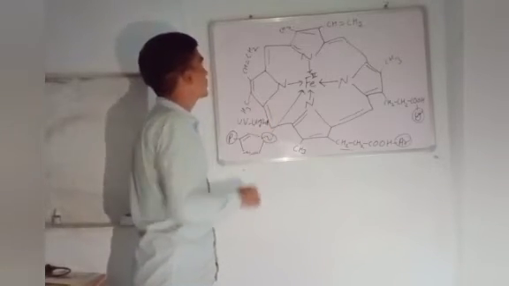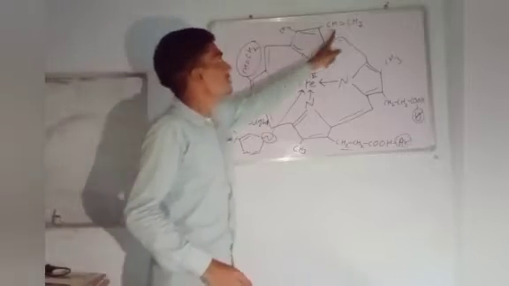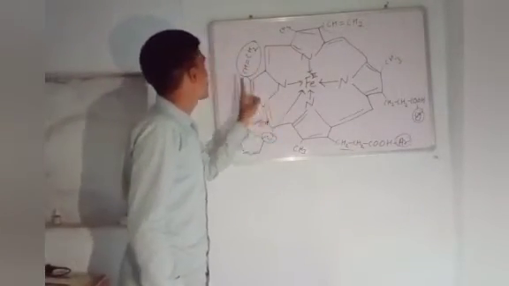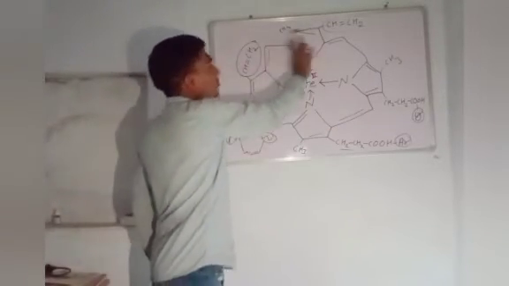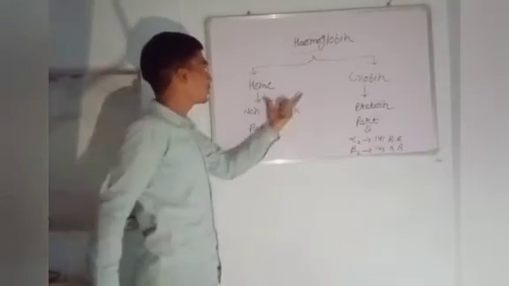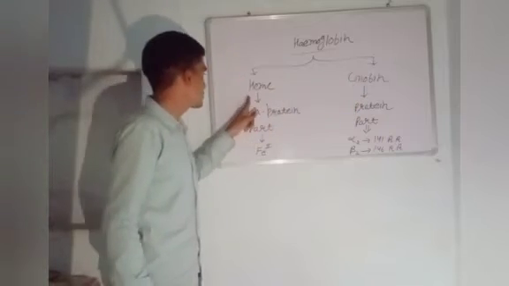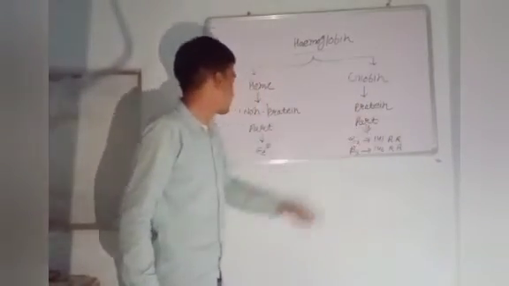And we know that this is ethene. That means here 4 methyl groups are present, one at each pyrrole ring, and 2 ethene groups and 2 propanoic acid groups. Hemoglobin is divided into two parts. First is heme and second is globin. Here heme is the non-protein part and globin is the protein part.